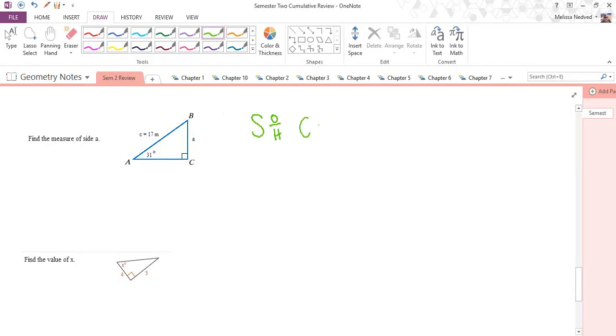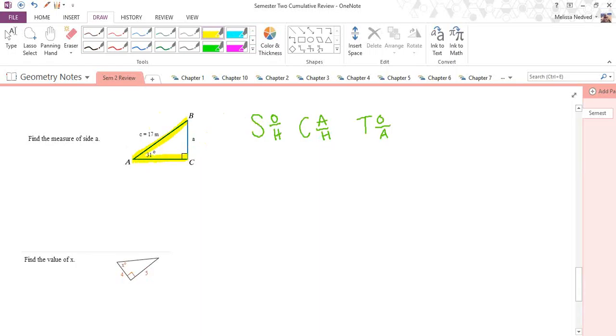So I'm just going to go ahead and write it down at the top of this problem. And that's something I recommend you do at the top of your page when you're working on your problems. Now I'm going to look at my picture and grab my highlighter. I'm going to start by looking at the angle I know. That's angle A, that's 31 degrees. And I'm going to highlight that angle.